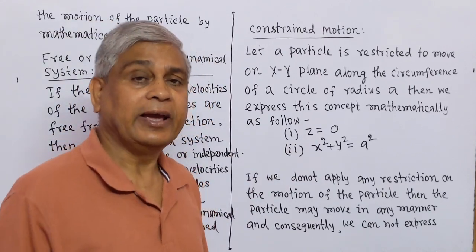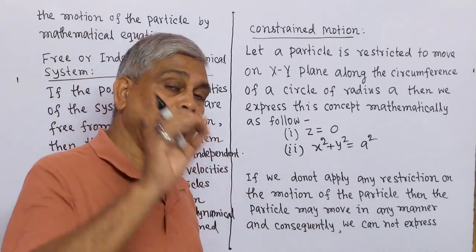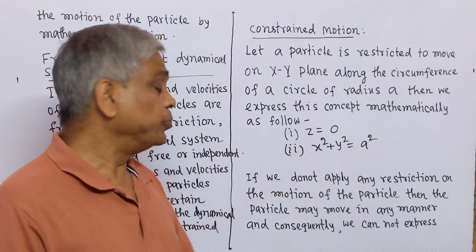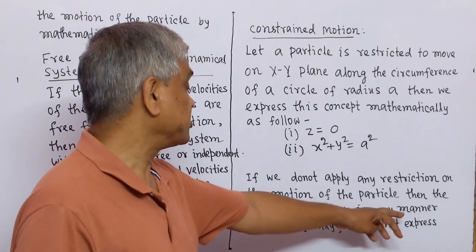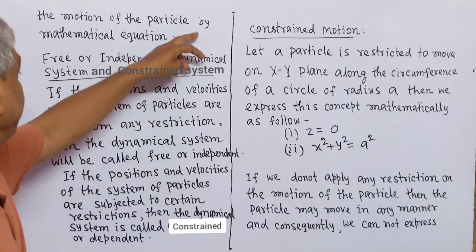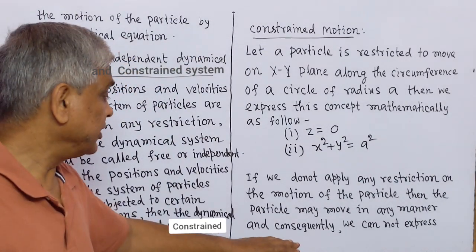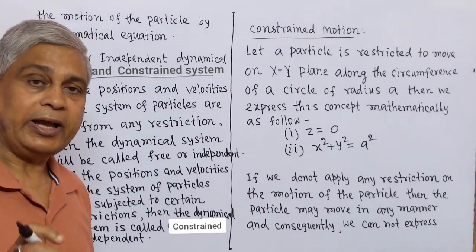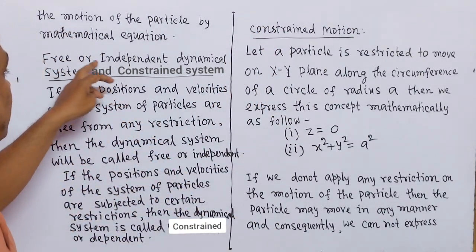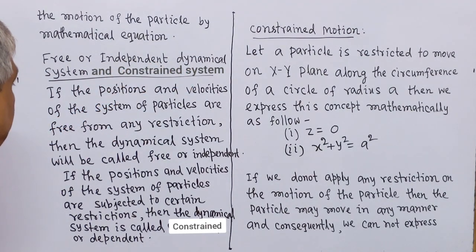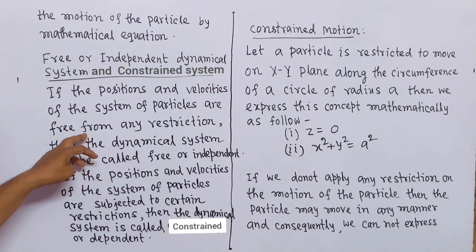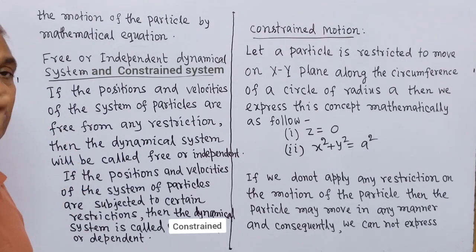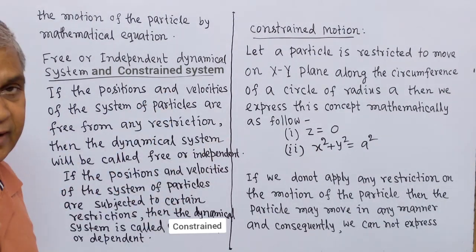If we do not apply any restriction on the motion of the particle, then the particle may move in any manner, and consequently, we cannot express this concept by a mathematical equation. With the help of this concept, we try to define a free or independent dynamical system. If the positions and velocities of the system of particles are free from any restriction, then the dynamical system will be called free or independent.